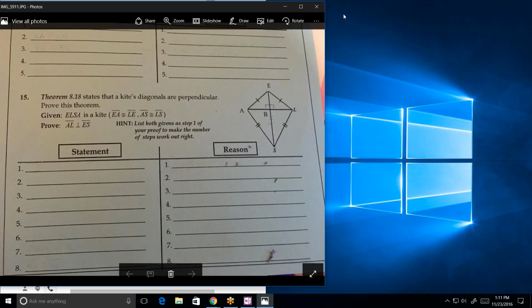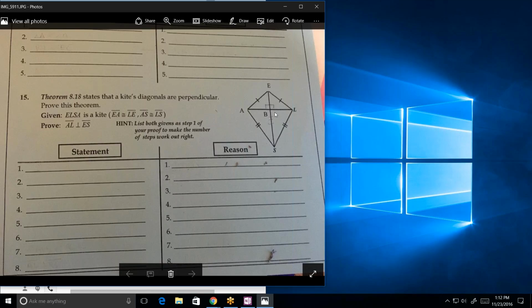In other words, if we're trying to prove that AL is perpendicular to ES, well, if we look at this thing, can you see where I'm pointing? If we can prove that that triangle is congruent to that triangle, that will be enough to prove that that's a 90-degree angle and that's a 90-degree angle, because we'll be able to say they're equal to one another. They're also a linear pair, therefore they have to be 90 degrees each.